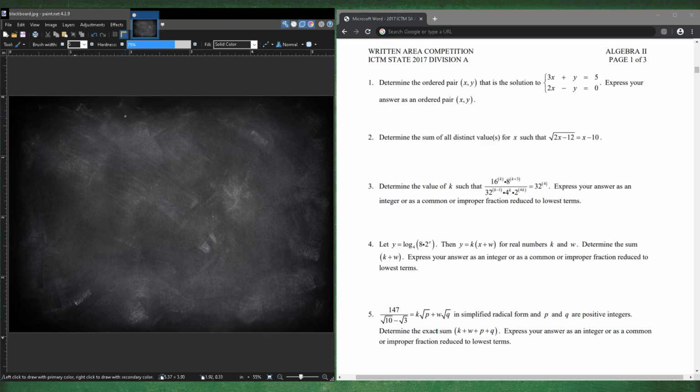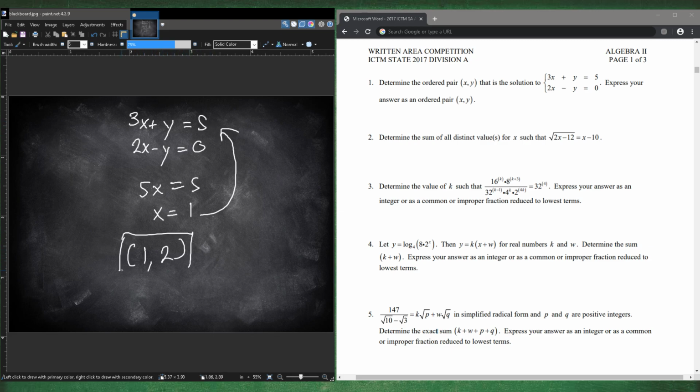Okay, number 1. Determine the ordered pair xy that's the solution to 3x plus y is equal to 5 and 2x minus y is equal to 0. Find the ordered pair xy. Since it's already in plus y and minus y, we could just use elimination and add them together. So 3x plus 2x is 5x. The y's cancel out and this adds up to 5. So x is equal to 1. Plug it back into the first equation. That's 3. 5 minus 3 is 2. So our answer is 1 comma 2.